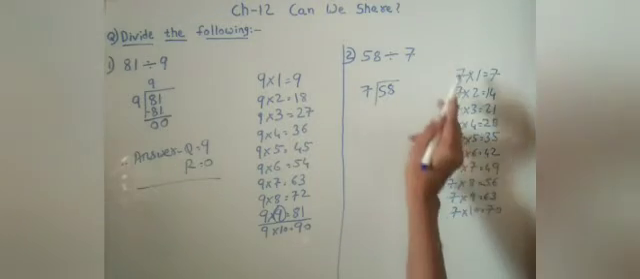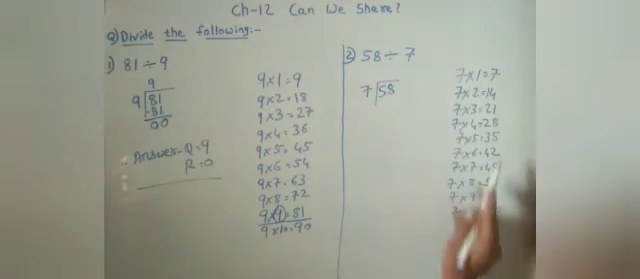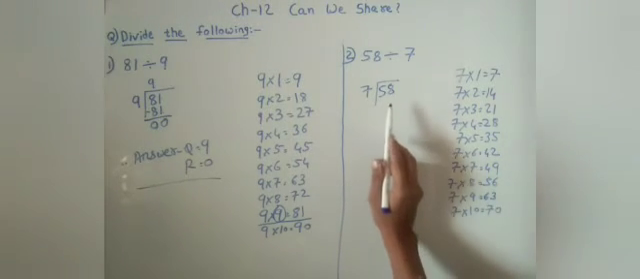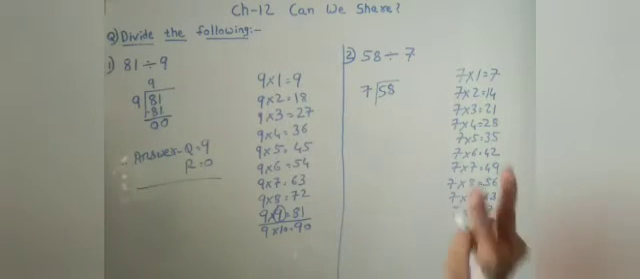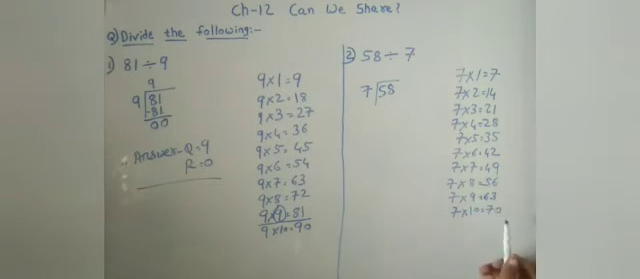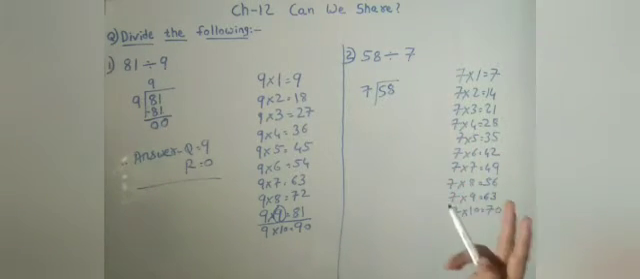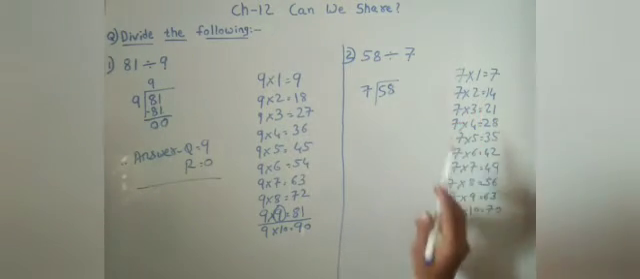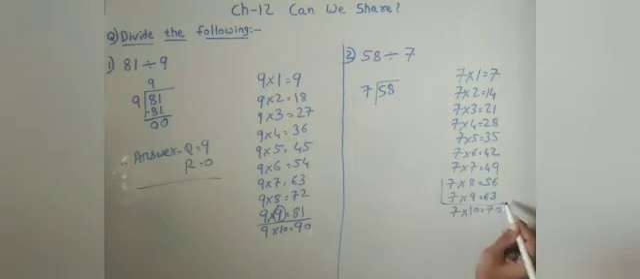Now we will check whether the number 58 is coming in the 7 table or not. No, it is not coming in the 7 table. Now what to do? We will check that the number 58 is between which two numbers. It is not between 7 and 14. So it is between 56 and 63.